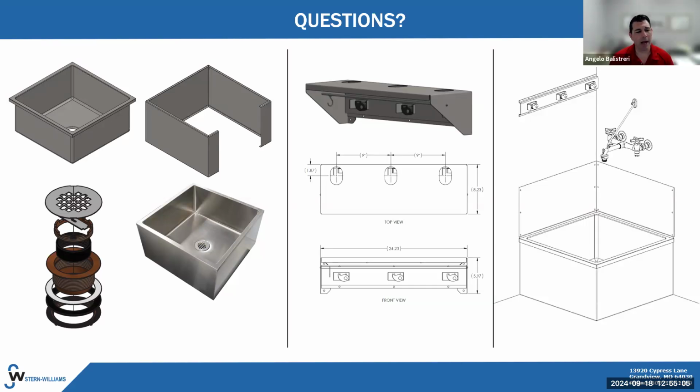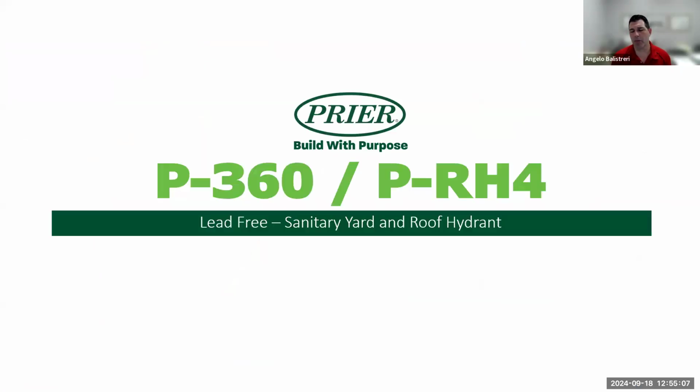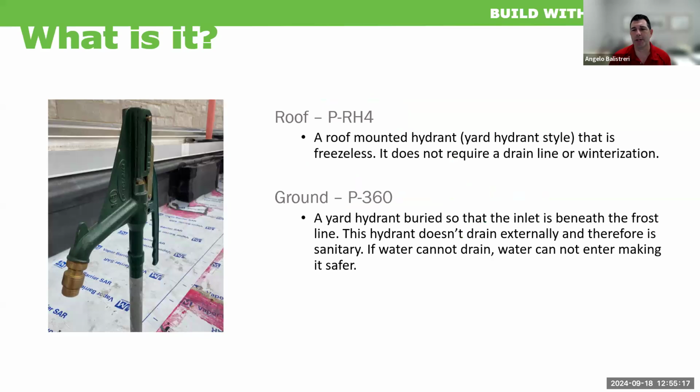Good. Due to time constraints, we're going to blow through these next ones kind of quickly. We get into the Prier side. One of the newer products that we launched about a year ago is a sanitary yard and roof hydrant. Now, what is that exactly? Well, a roof hydrant, you're going to have that up top on top of a commercial building. Typically, we lean into why, but our RH4 is going to be mounted up top.